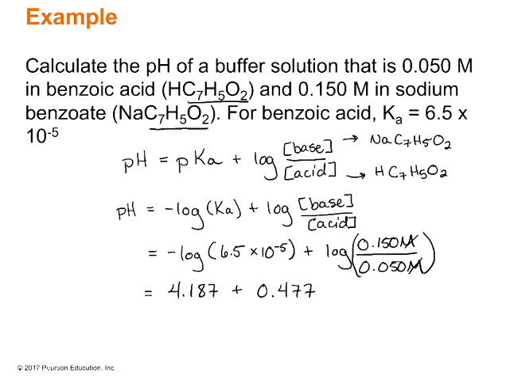Now you'll notice that we do have two significant figures for two of our values, and then the other value has three significant figures. So we want to limit our answers to, let's see, 2 sig figs. All right. So now at the end, if we add those together, we should get 4.66. Okay.